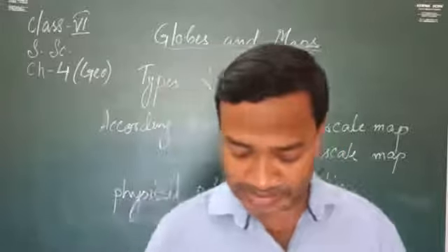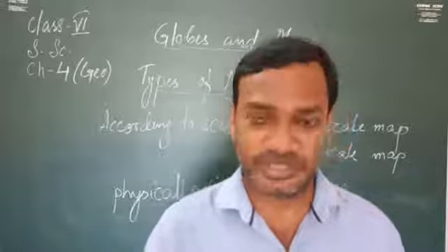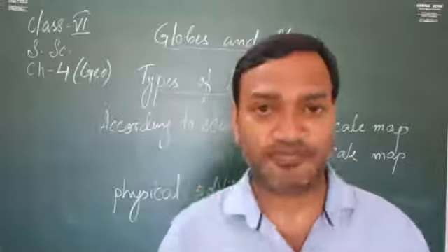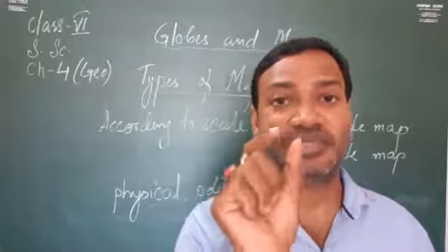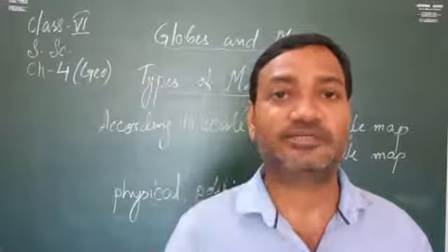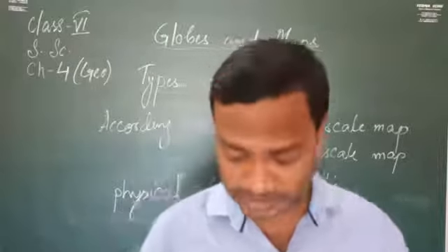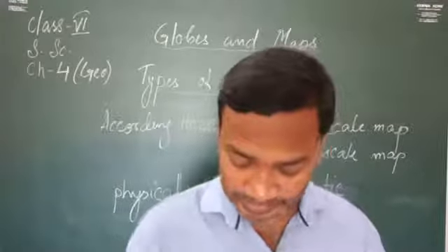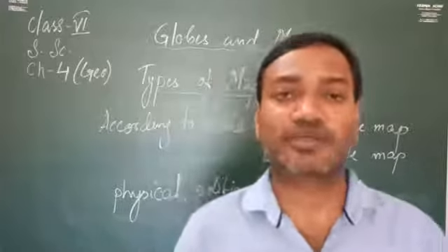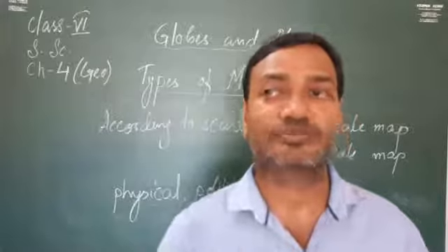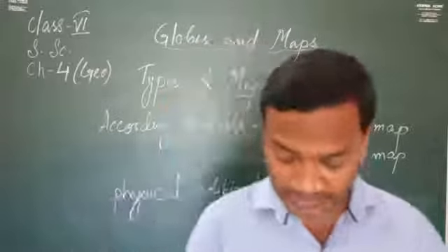The ratio between the map distance and the ground distance. Now what is the ratio here? Because on a map it is in centimeters, and on the ground it may be kilometers or meters. So the ratio between these two distances is called the scale of the map. That is called the scale of the map.